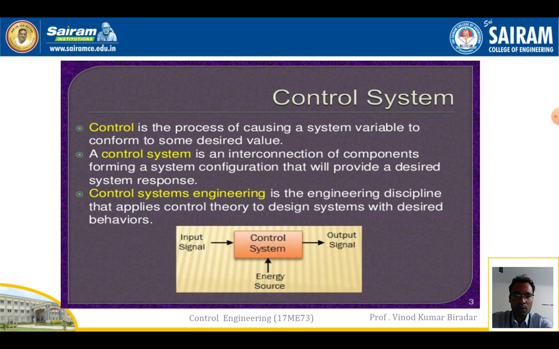If you look at the block diagram here, control system engineering is an engineering discipline that applies control theory, or control system principles, to design a system with the desired behavior, based on the characteristics. Here the process is the control system: you give the input signal, you get the output signal, and the process carries out the work with some components. That is called a control system.